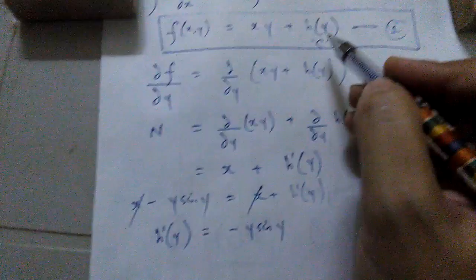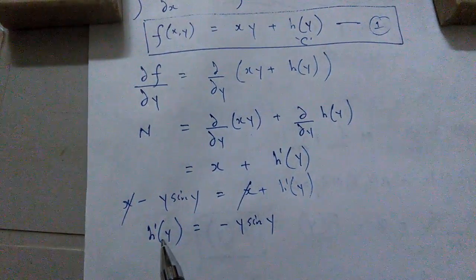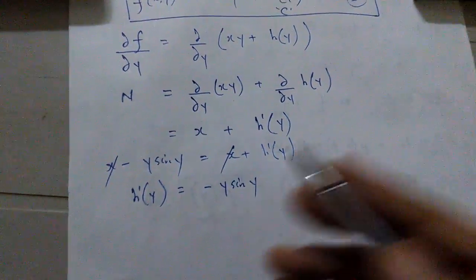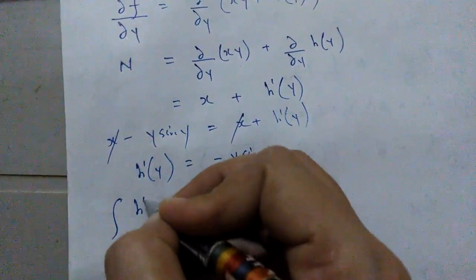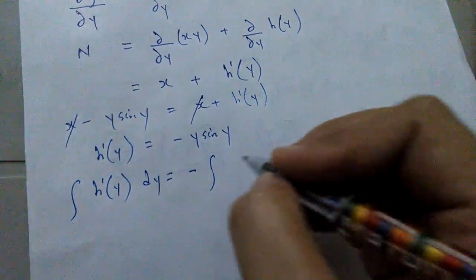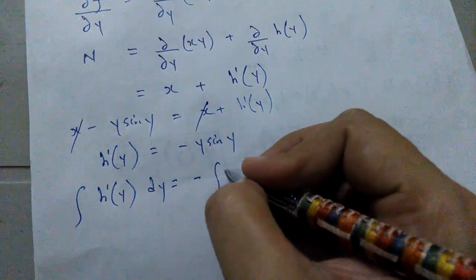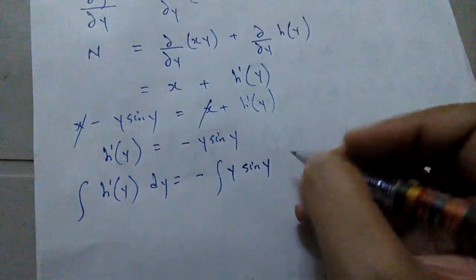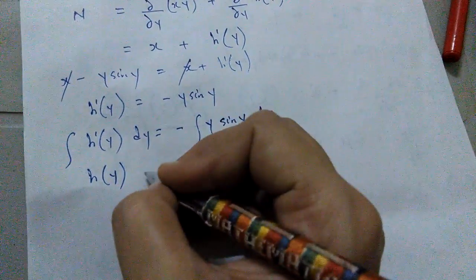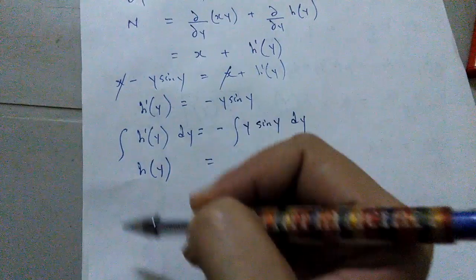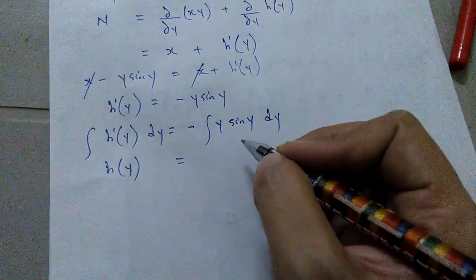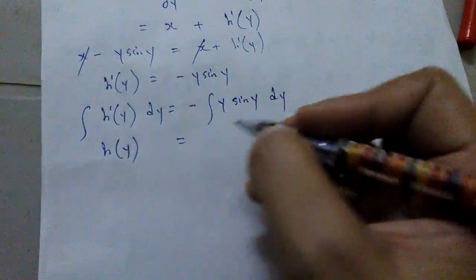Now you have to find h of y. This is the derivative of h of y. So in order to find h of y, we simply integrate both sides of this with respect to y. It's going to give us the original function back. And over here, we have to apply integration by parts.